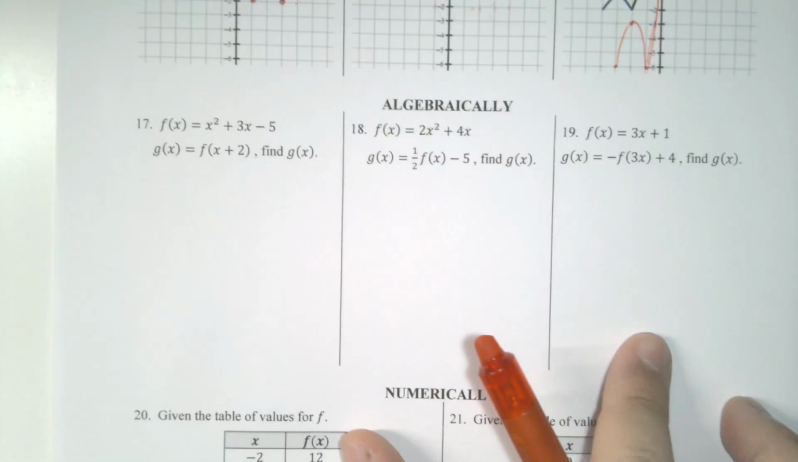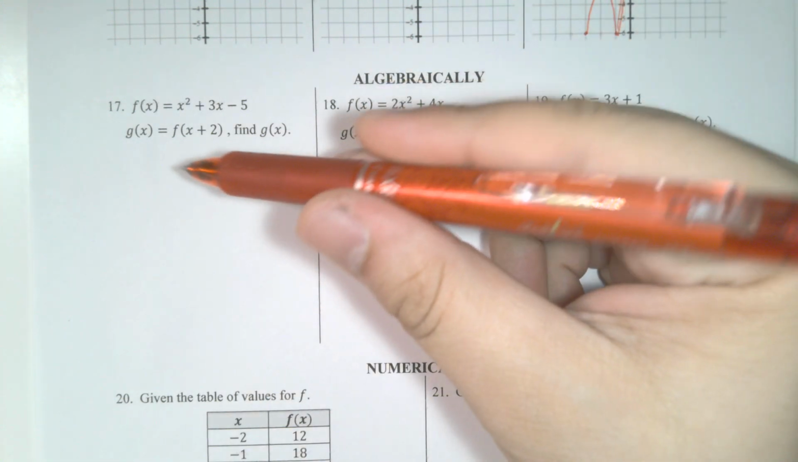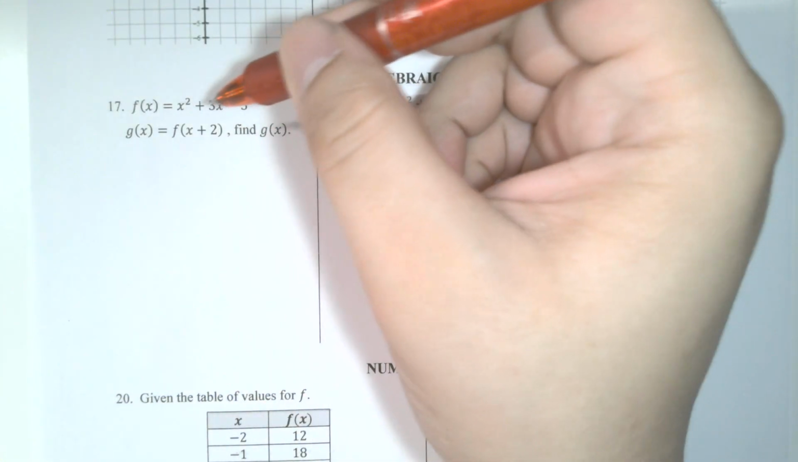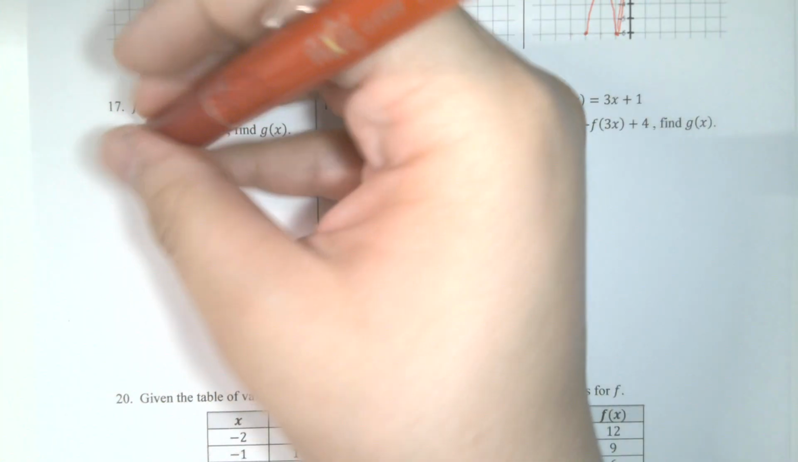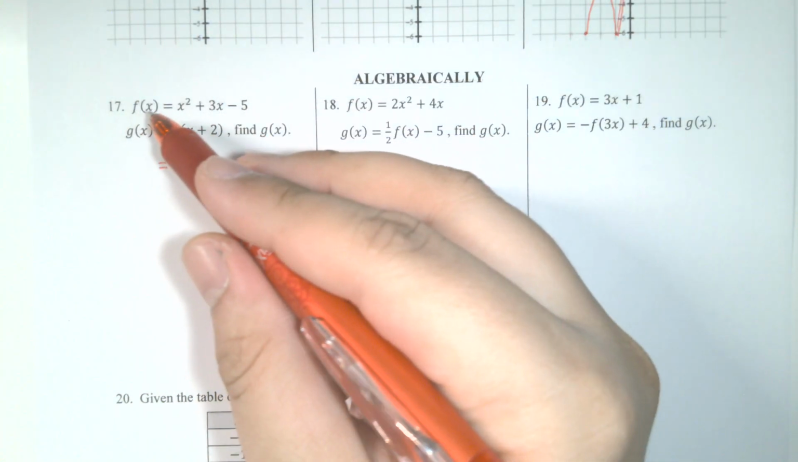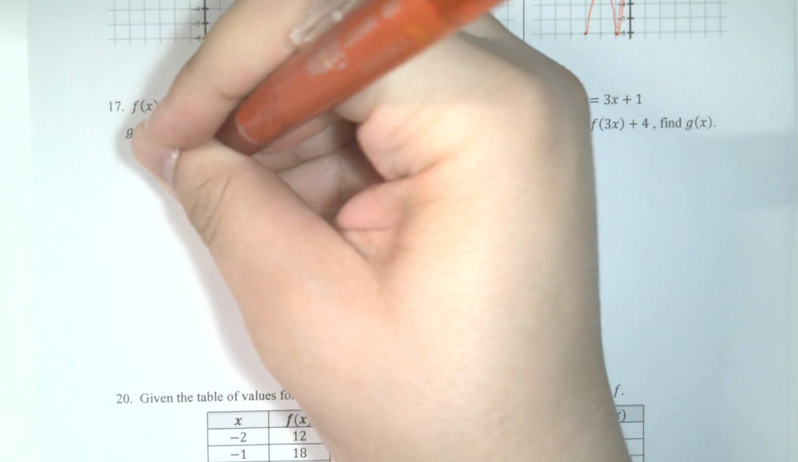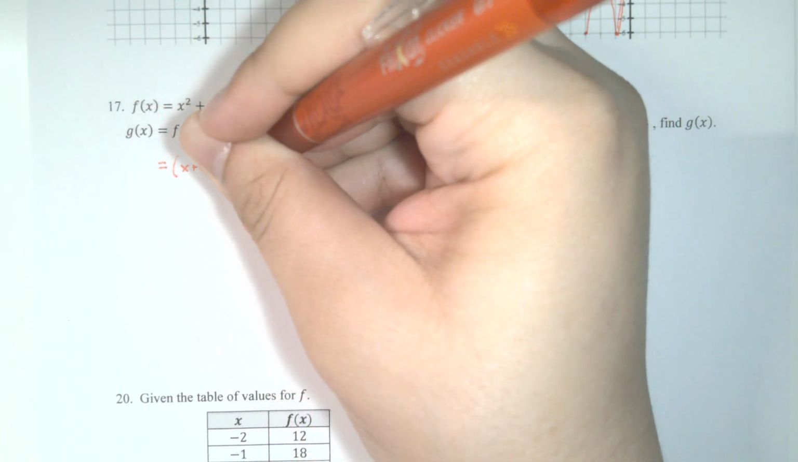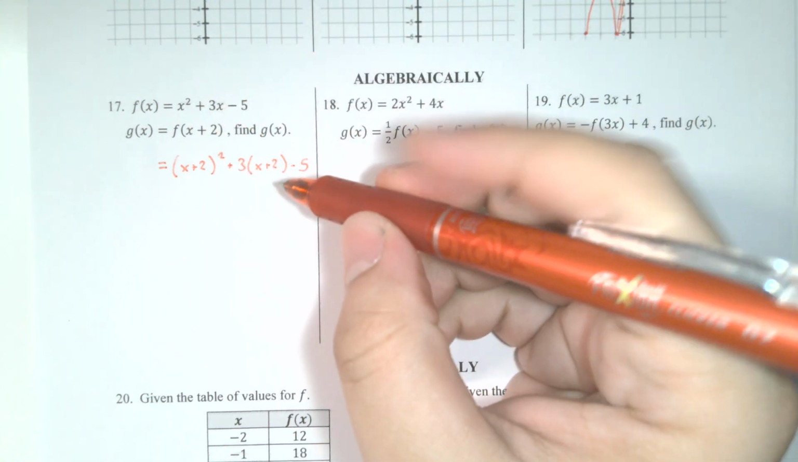All right, now let's do these algebraically. So we want to figure out what these functions are going to look like once we transform them with our rule for g of x. So for number 17, we see that g of x is given by f of x plus 2. So all that means is that where we see an x in f of x, we're going to replace it with x plus 2. So this x squared becomes x plus 2 squared. Then we have plus 3 times x plus 2, and then minus 5.